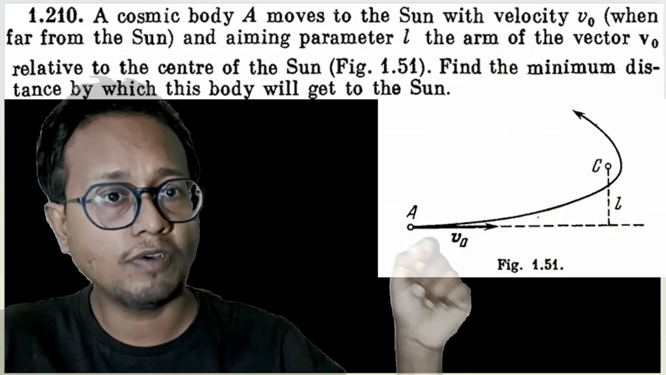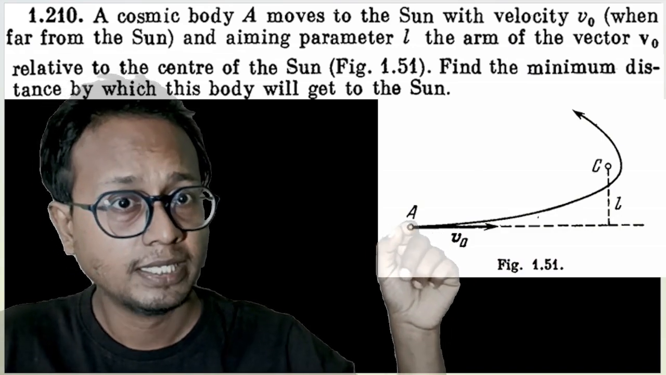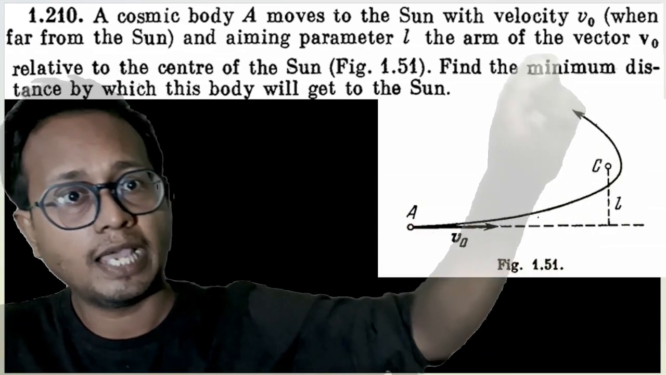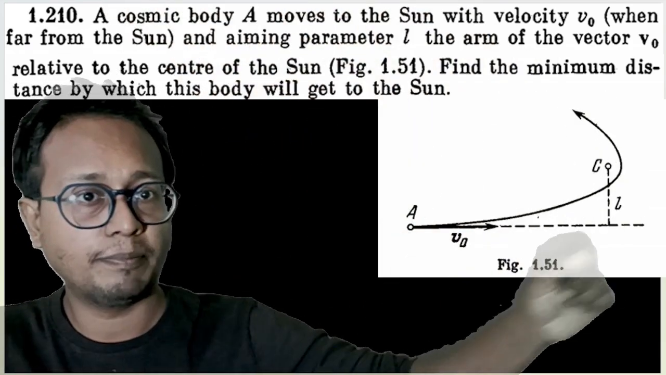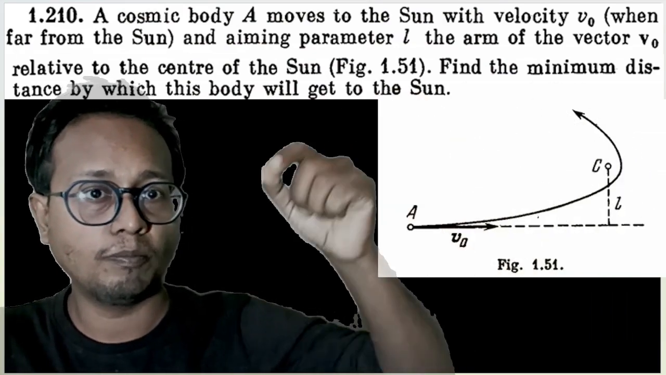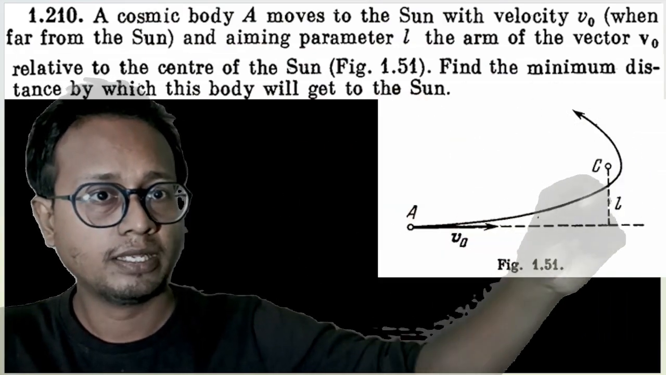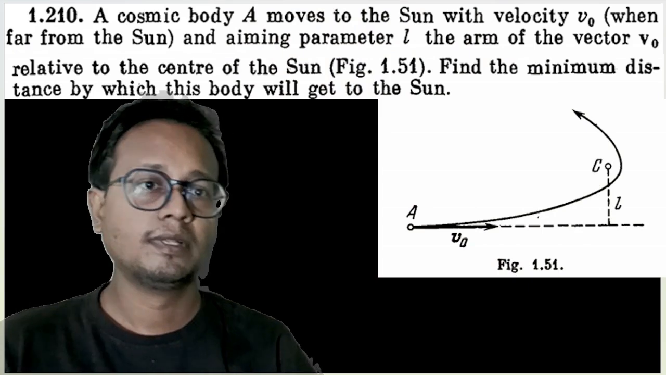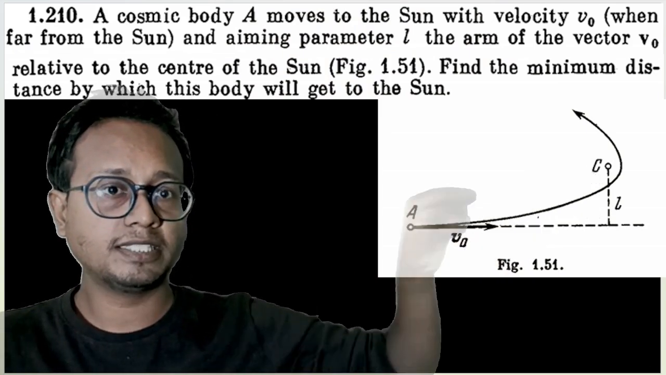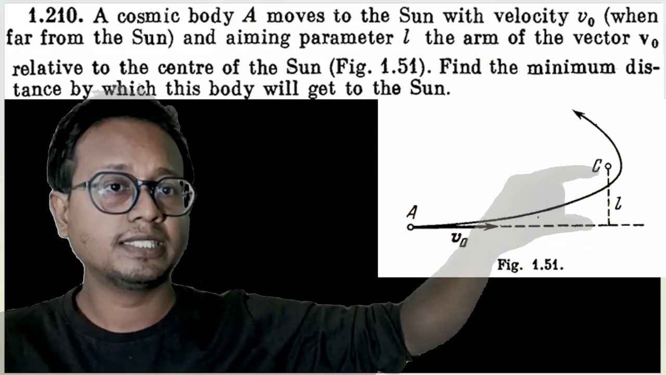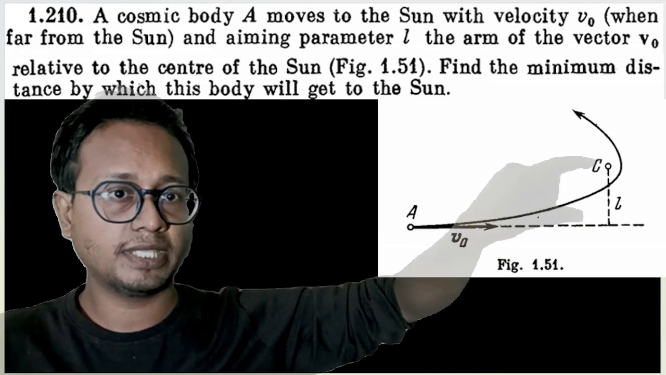Parabola means, when the value of eccentricity is greater than 1, this planet will deviate its path and go in this direction. It will never come back in an elliptical orbit. It will never make a complete orbit. It will come out here, deviate its path and go back. Now the aiming parameter, or the perpendicular distance between the velocity vector and the star, is given as L. This is nothing but the aiming parameter.